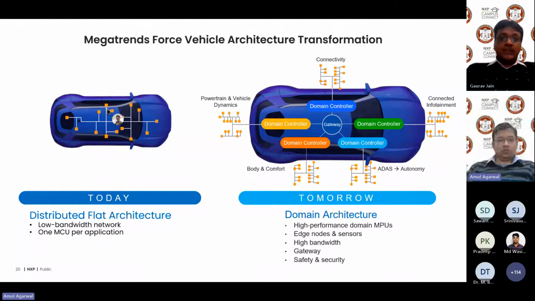And going forward, in tomorrow's architecture on the right side, you see it's a domain architecture, where multiple MCUs will be part of a single chip, which will be high performance domain MPUs, controlling multiple applications. If you have a look at the top of this picture, connectivity-wise, most of the connectivity infrastructure will be controlled by a couple of MPUs instead of hundreds of MCUs. So that's how the architecture is being revolutionized from hundreds of MCUs to a couple of MPUs on board here.